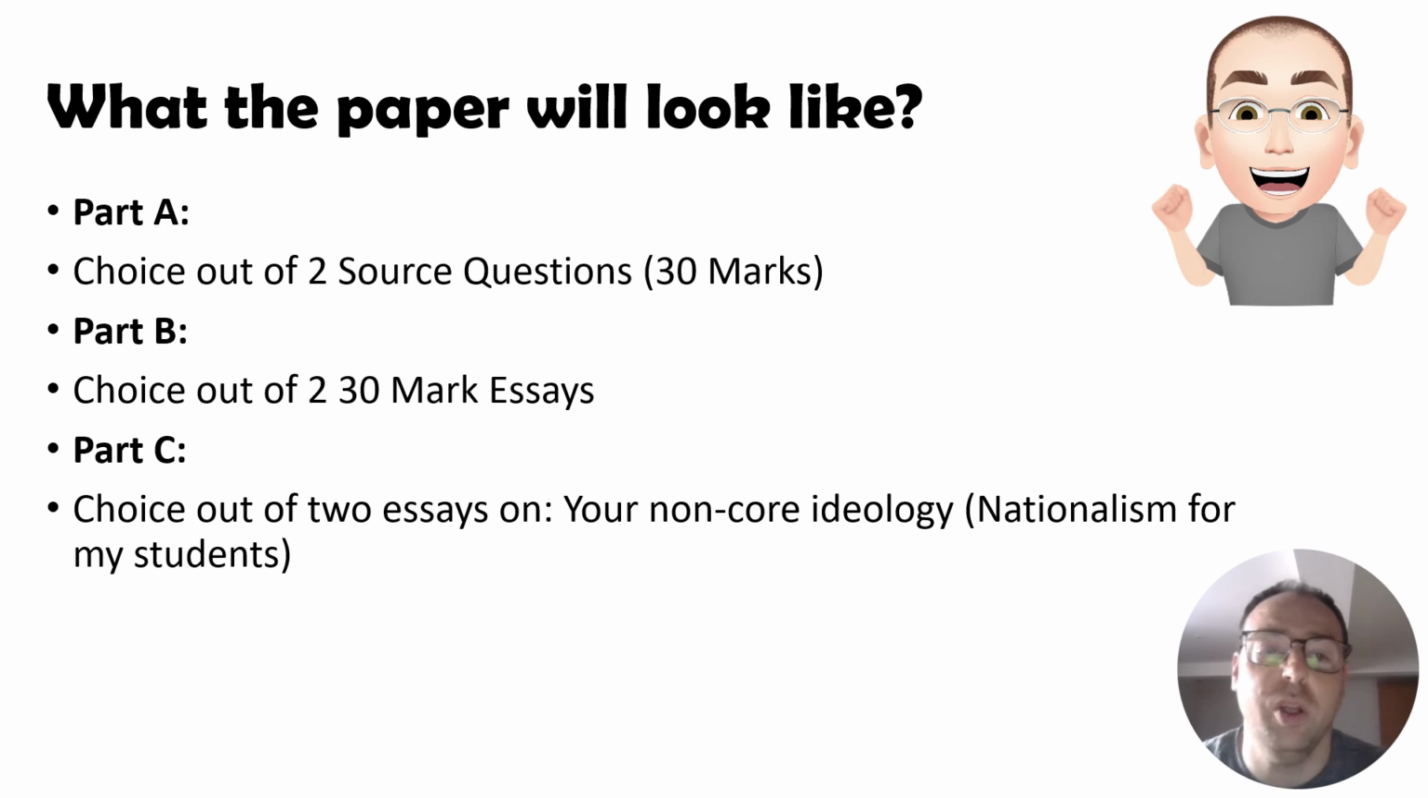So first of all, what will the paper look like? Well, it's very much like component 1. You start off with part A, where you have a choice between two different source questions. Then you go into part B and you have a choice out of two different 30-mark essays. The one that's slightly different is part C. In that you need to find the non-core ideology that you have been studying. So for my students at TRC, that is nationalism. There will be two essays on your non-core ideology and you pick one of those.